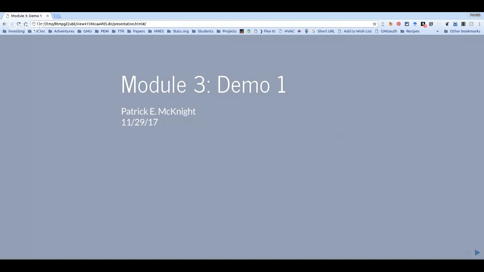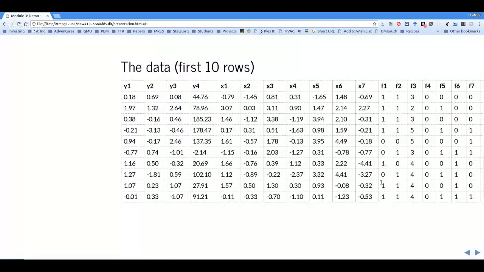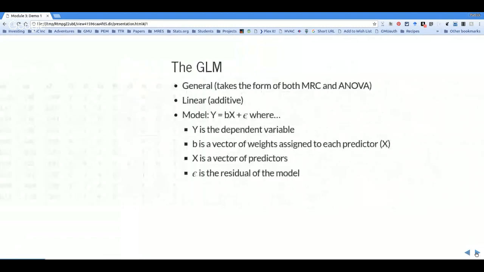All right, so this is a demonstration of the GLM, both the MRC side of the GLM as well as ANOVA, and you'll see that I have prepared some slides ahead of time. I have data. This is the first 10 rows, and unfortunately it clipped off some of the variables, but there is a factor 8. So I have dependent variables, these y's. I have some covariates, 7 covariates, and I have 8 factors.